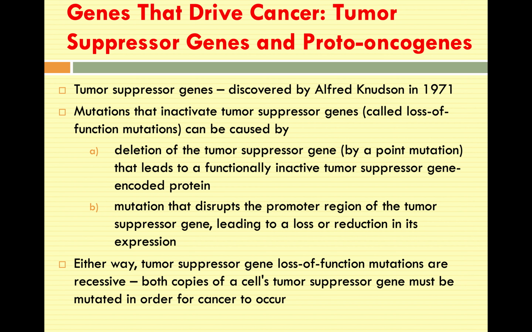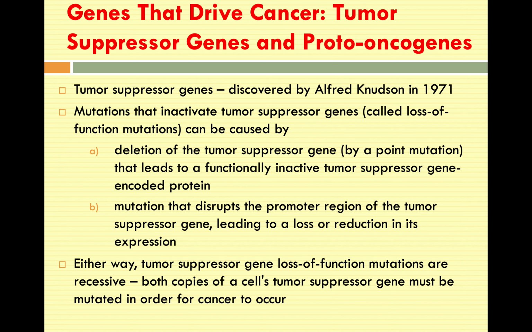Tumor suppressor genes were first discovered by Alfred Knudson in 1971, and mutations that inactivate tumor suppressor genes are called loss of function mutations, and they could be caused by two factors. First, deletion of the tumor suppressor genes, usually caused by point mutation, whereby it could cause a functionally inactive tumor suppressor gene encoded protein, which means, of course, the result would be that the cell would proliferate without control. And second, mutation that disrupts the promoter region of the tumor suppressor gene. This could lead to a loss or reduction in its expression, which is not good either way.